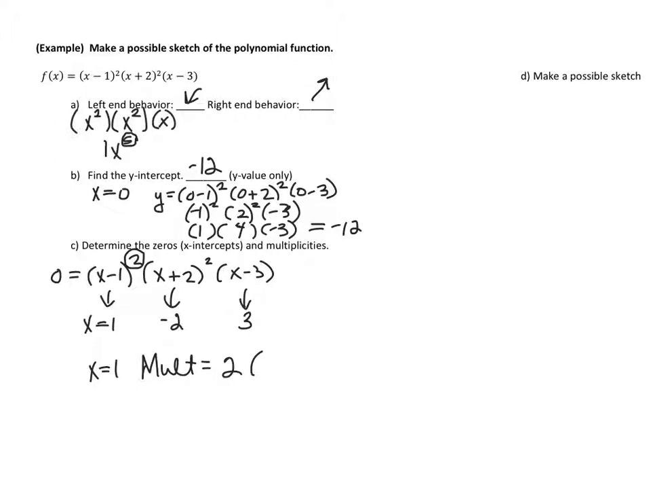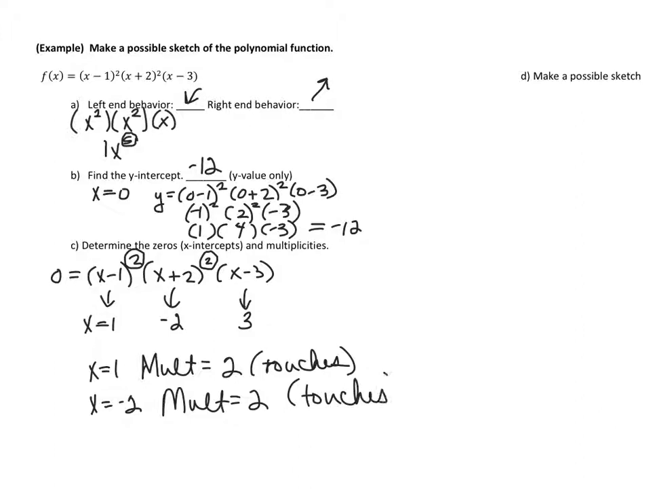Remember, when you have an even multiplicity, that means it touches. Let's see, try to write that as neatly as I can. And then for the zero x equals -2, the multiplicity is 2 also, again. So multiplicity equals 2, so it touches. And then our last one, which is x equals 3, multiplicity is 1. Remember that means it passes through.